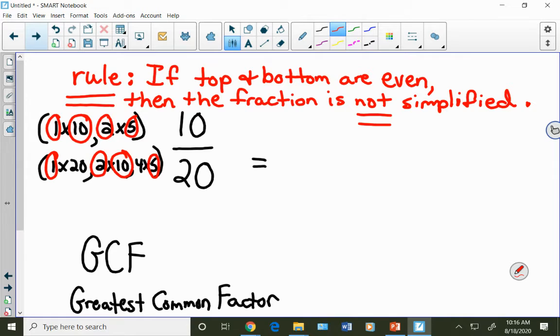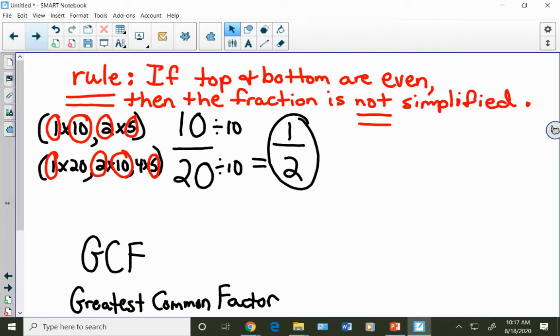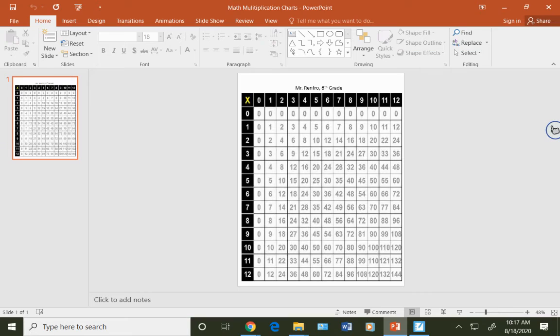So when you find the greatest common factor, you divide the numerator and the denominator by the greatest common factor. Well, 10 divided by 10 is 1, and 20 divided by 10 is 2. So this fraction, 10/20, can be reduced to 1/2. That's the hard way to reduce a fraction.